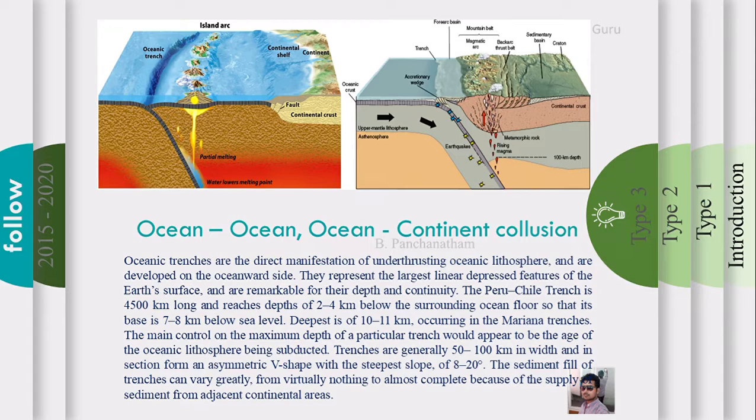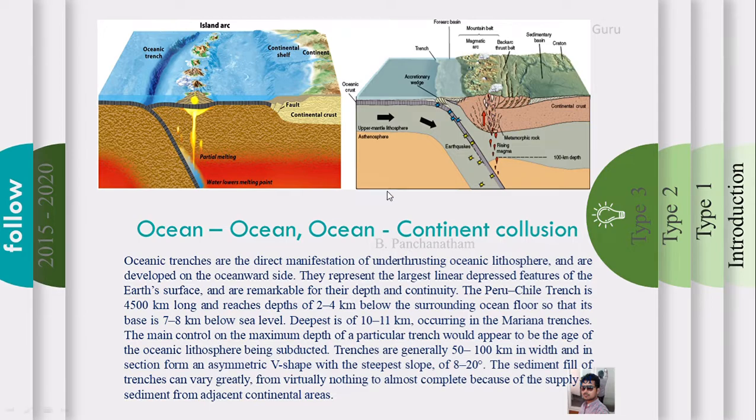The first is the ocean-ocean collision, and the next is the ocean-continent collision. We are seeing both together because many features resemble each other in both cases. The first one is the oceanic trench, the direct manifestation of under-thrusting oceanic lithosphere, and it is developed on the oceanward side. So when there is an oceanic trench, that directly indicates that under-thrusting of oceanic lithosphere is taking place.